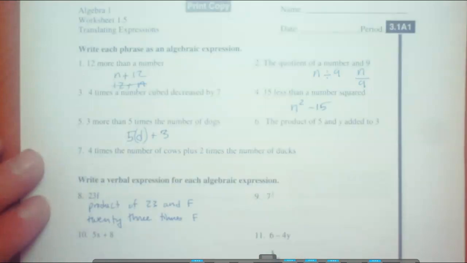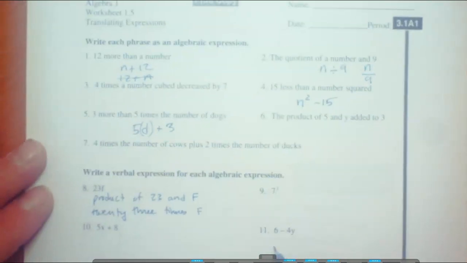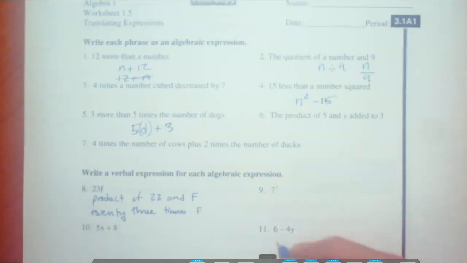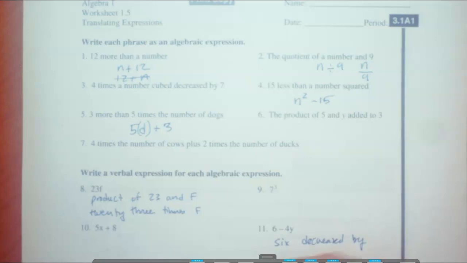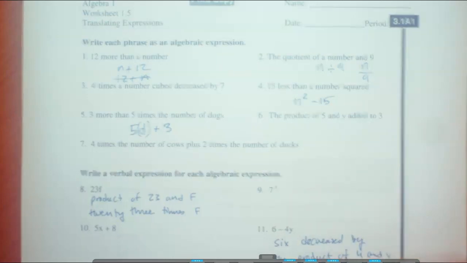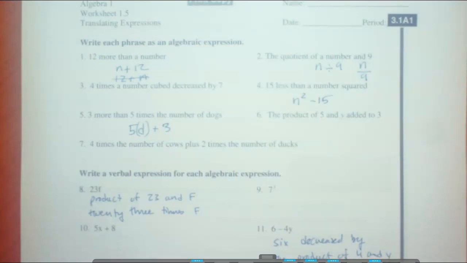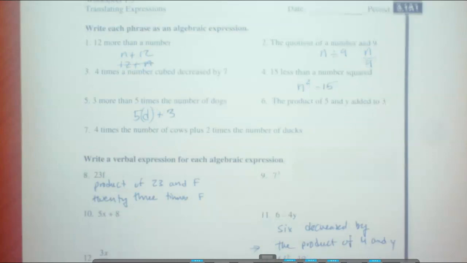Over here, number 11. This one's going to be a little bit different. We're going to have to take this number, I will write as 6 decreased by 4 times y, or decreased by the product of 4 and y. Now, yes, you could write 6 decreased by 4 times y. Using the words product, quotient, sum, difference, these are more mathematical. That's probably what you're going to see on the quiz.